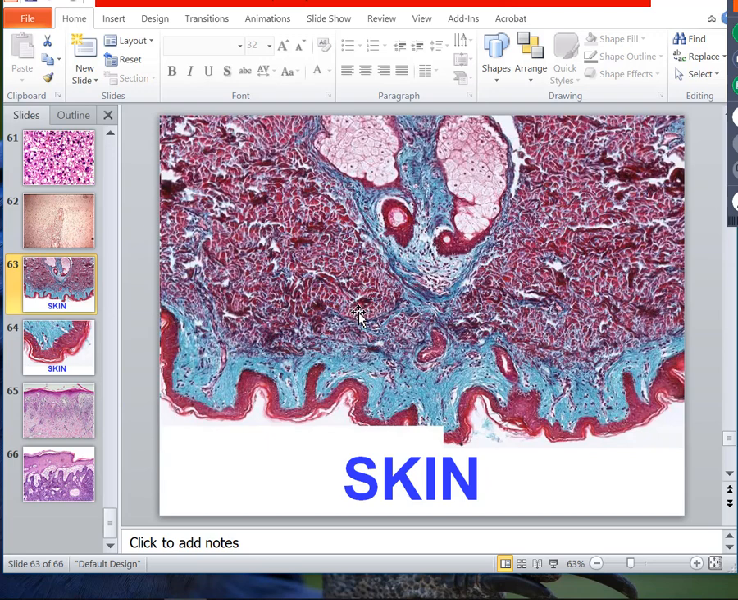And then there's the reticular dermis. There's part of a hair follicle and sebaceous gland, or what they call the pilosebaceous apparatus. There's a duct from a sweat gland. Okay, that's the world's most normal skin.